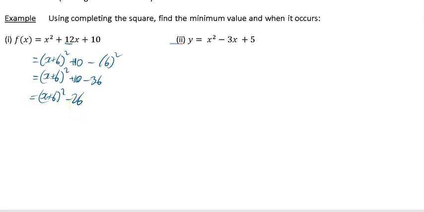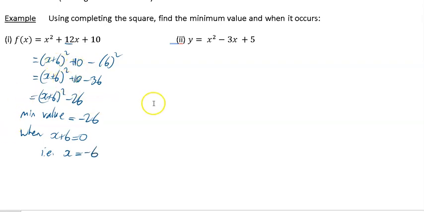So here we just say the minimum value is equal to minus 26, and that happens when x plus 6 equals 0, i.e. x is equal to minus 6, and that's it. So to find it, once you get it in this form, just say the minimum value is whatever you've got outside the bracket, and then it happens when the bracket is equal to 0, and then however that works out. So in this case it was x plus 6 equals 0, so x is equal to minus 6.